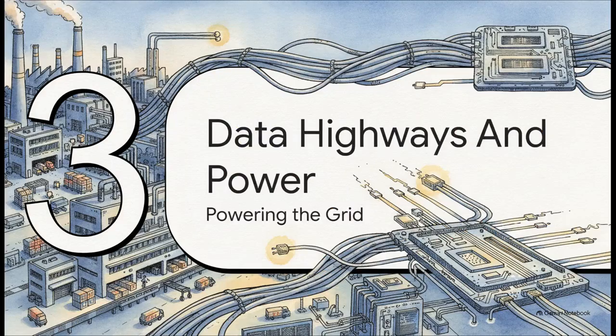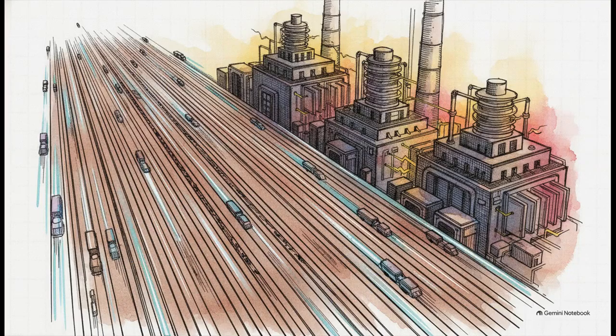Which brings us to Section 3, data highways and power. We've got our factories and warehouses, but how do they actually talk to each other and stay powered up? The answer is all in the physical layers. You have these microscopic data buses, basically little copper traces running all across the board, and they act as intricate highway systems, routing information at the speed of light.